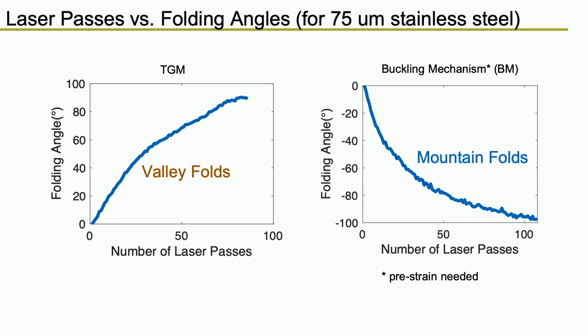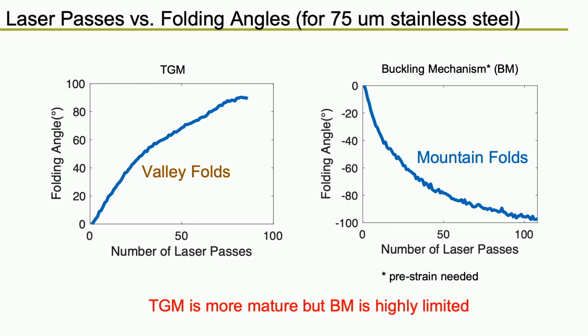There is also a buckling mechanism where the laser is scanned more slowly to allow the heat to reach all the way through the thickness of the material, which results in downward folding. However, such a mechanism is not mature, as it is necessary to control the direction through additional means, such as pre-strain in the material. In this work, we focus on TGM alone, which enables us to laser form a variety of convex surfaces.